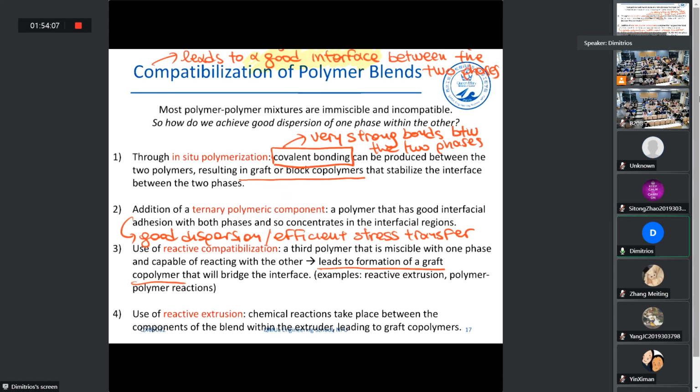And finally, we have reactive extrusion, where essentially chemical reactions take place during the blending process, okay? So we melt our polymers, and at elevated temperatures within the extruder, we have some chemical reactions that enhance the interface between the two phases, okay? Again, it leads to the formation of graft copolymers, as you can see, and leads to an efficient interface between two phases. We will stop here.